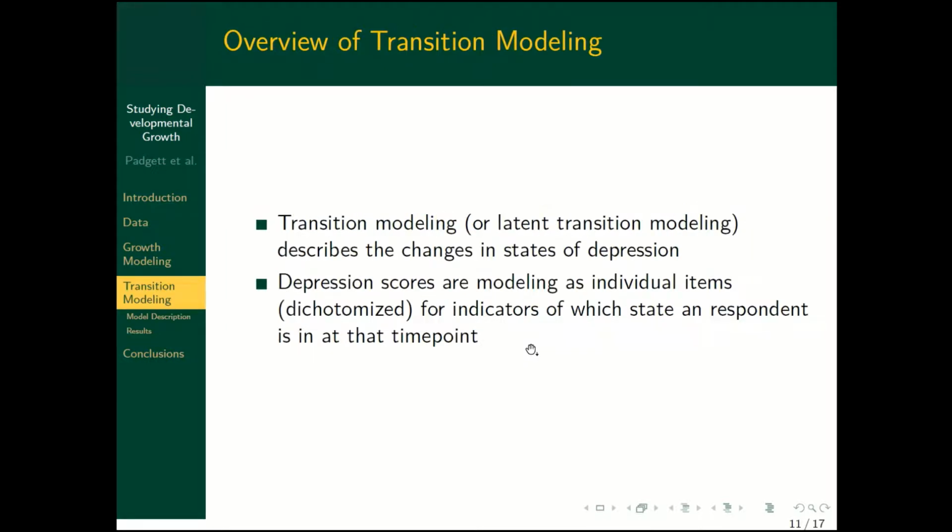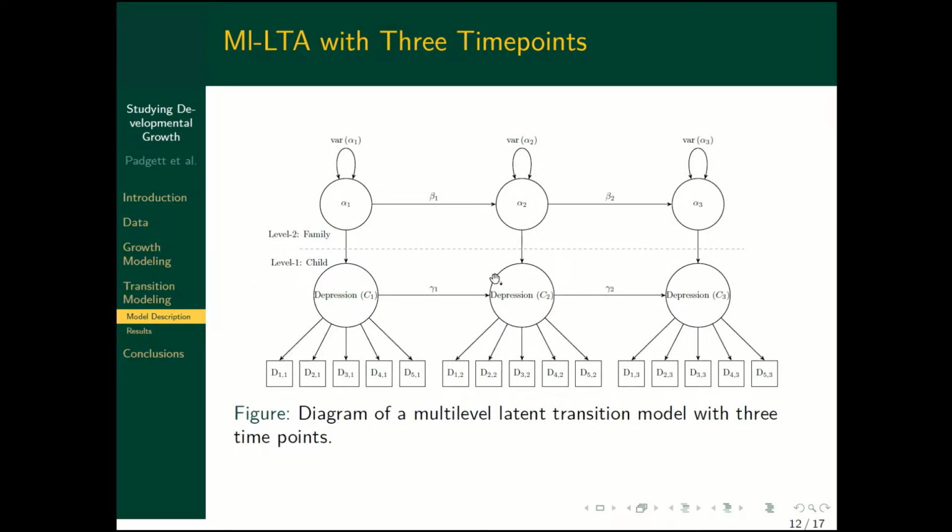Next, we're going to move on to the transition modeling, or latent transition modeling specifically, and we're going to look at states of depression. And so we're looking at how the individual items are a measure of which latent class an individual is in. Okay, so in the latent transition modeling, we're going to focus on just a two latent class model. So there are two latent classes at each time point. So this is time point 1, time point 2, and time point 3.